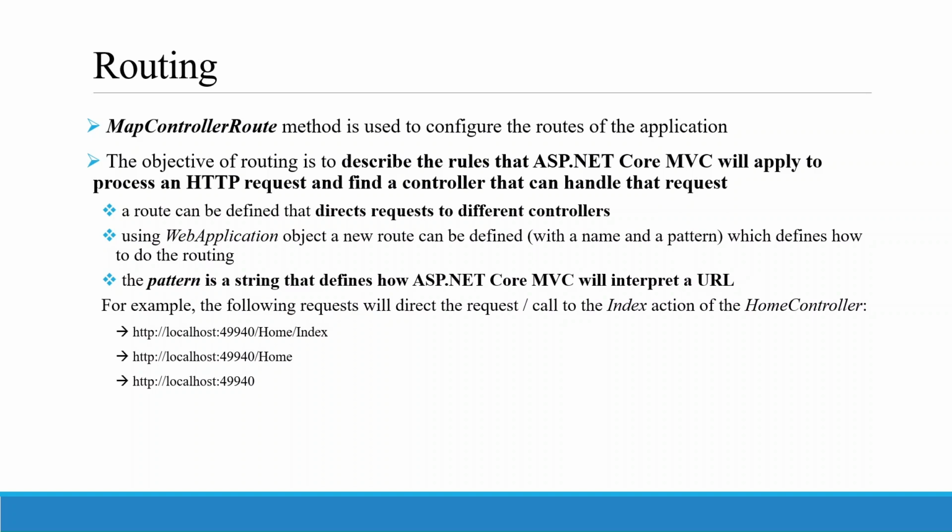The pattern is basically a string that defines how ASP.NET Core MVC will interpret the URL. For example, the requests that we see here on the slide will direct the request to the Index action of the Home controller. So let's take a look at these three URLs. The first one sends the request where? To the Index action from the Home controller.